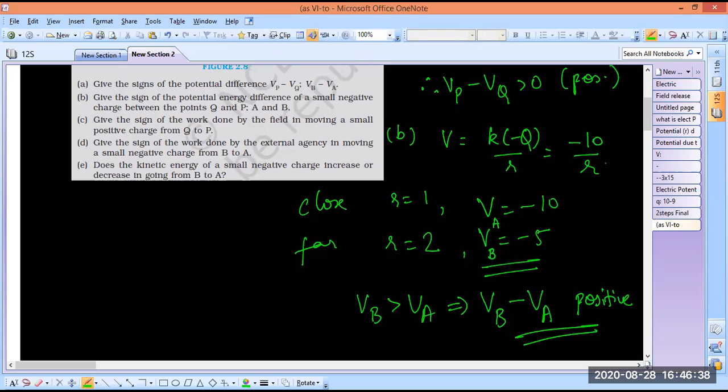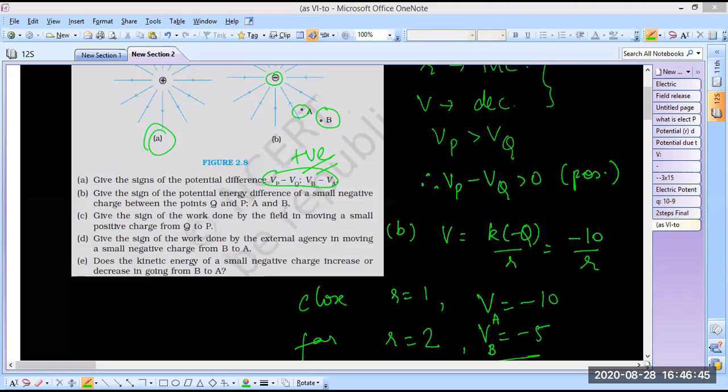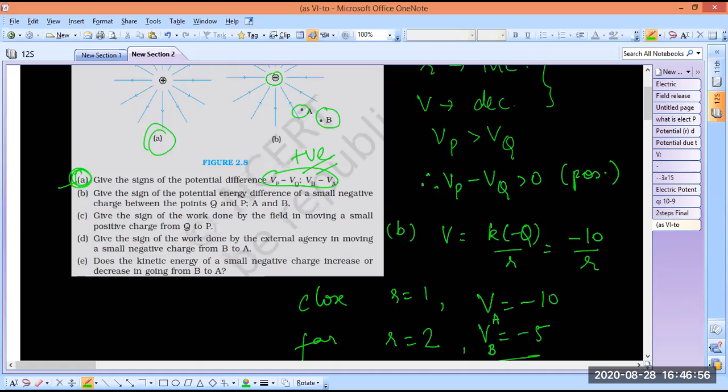So the answer to both of these is positive. Well done, people. So many of you gave the right answer. Now, is there any question about this one? If yes, ask right away. If not, I'll go over to a slightly different method, about the relation between electric field lines and potential.